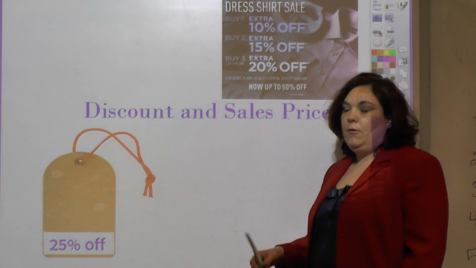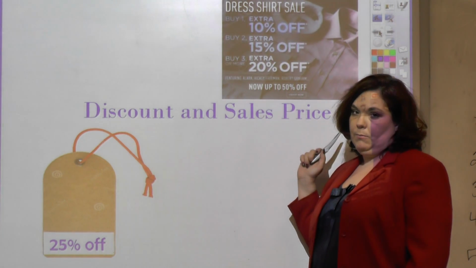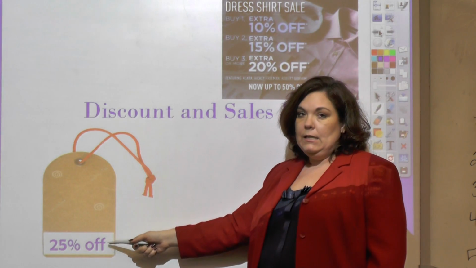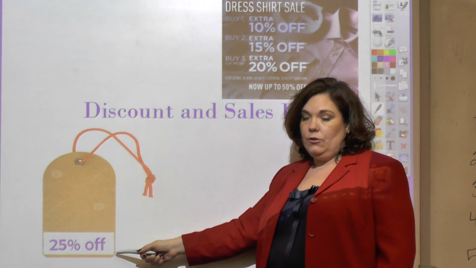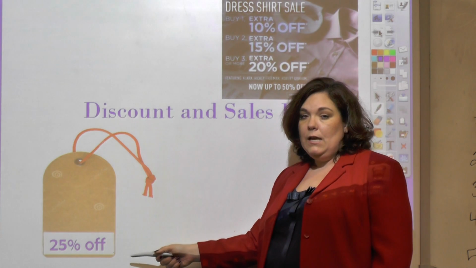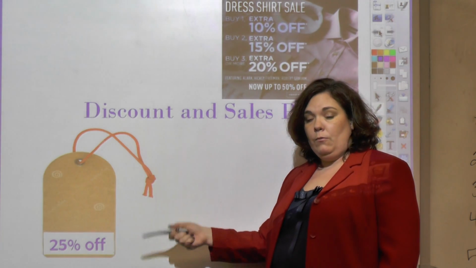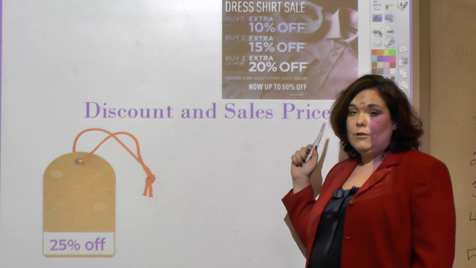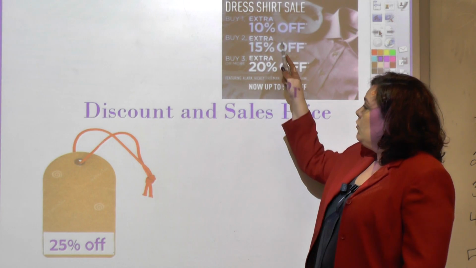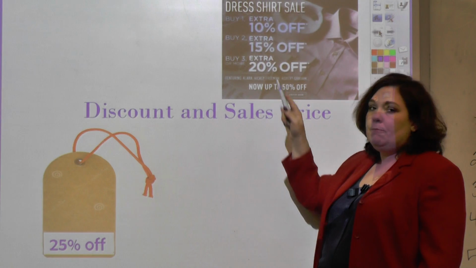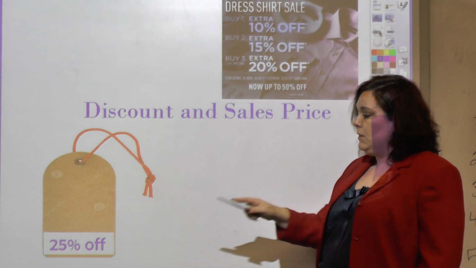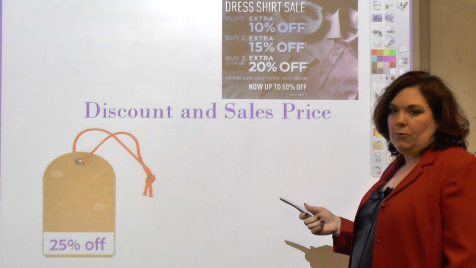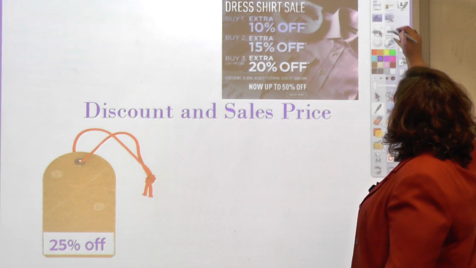So this video is on discount and sales price. A discount is how much percent something is off, and you'll find out a dollar amount and you'll subtract that from the original price, and that will equal the sales price, which you actually pay for something. So your discounts may be 10%, 15%, 20%, 25%, 50%. Who knows what percent you might be able to get off.